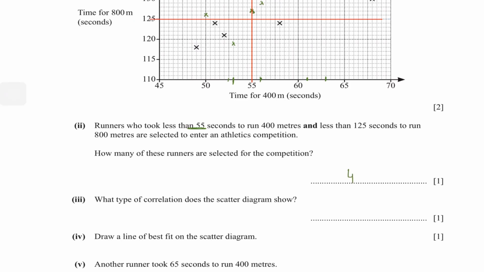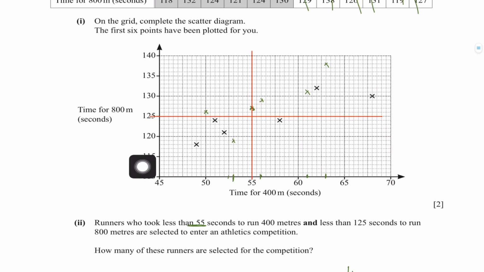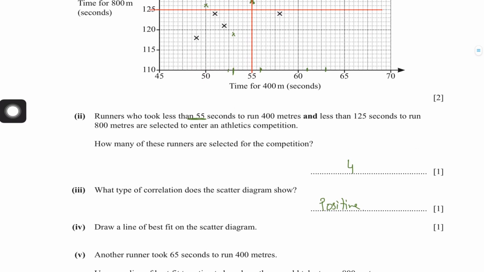What type of correlation does the scatter diagram show? This is definitely a positive correlation. Why? Because we can see that the points are in an upward formation. Okay. Then it says draw a line of best fit on the scatter diagram.